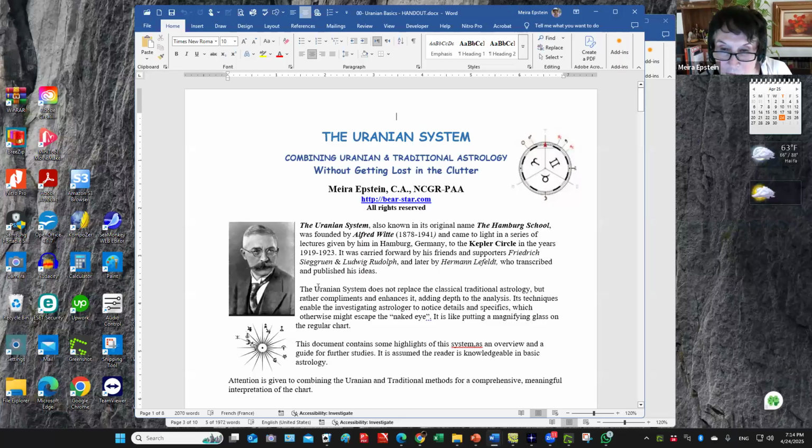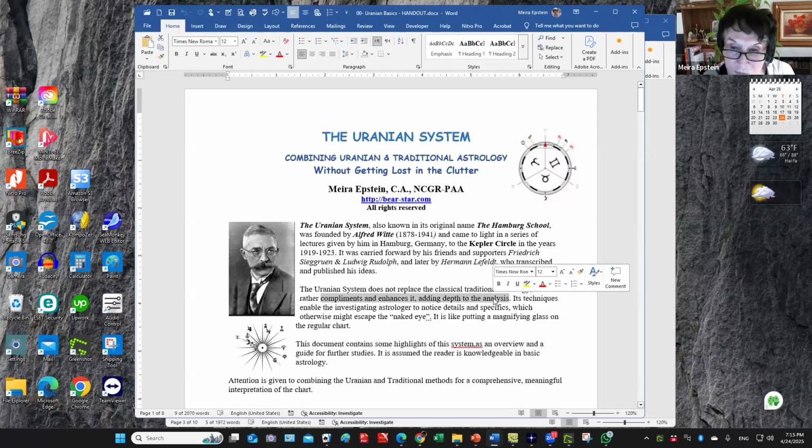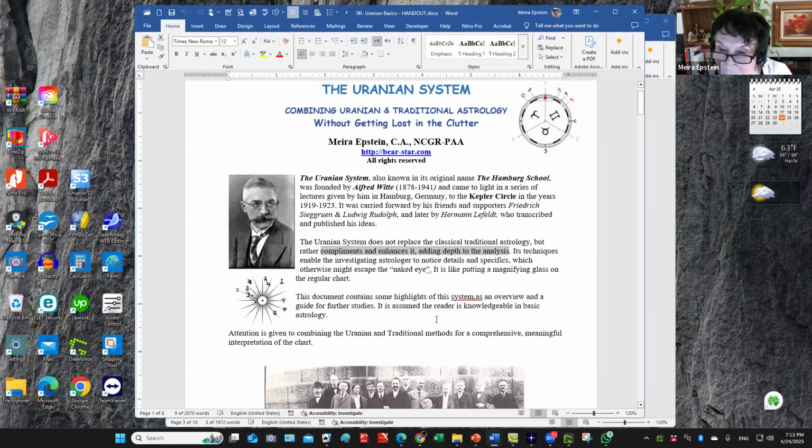So I'm saying that the Uranian system does not replace classical traditional astrology. It complements and enhances it, adding depth to the system. And that's what I will show you in practice later. Oftentimes it brings up things that you were not necessarily thinking about, but then it draws your attention to it, and then you discover things. It helps you fine tune and discover things in a way that you couldn't even think about ahead of time. Okay, this document contains some highlights of this system.